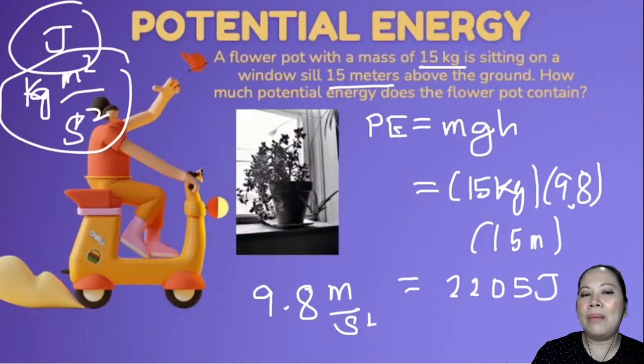So that means that's the amount. The amount of energy that this flower pot has is 2,205. So when it falls, that's more or less the amount that it has to form kinetic energy. Okay, but not all is being converted.